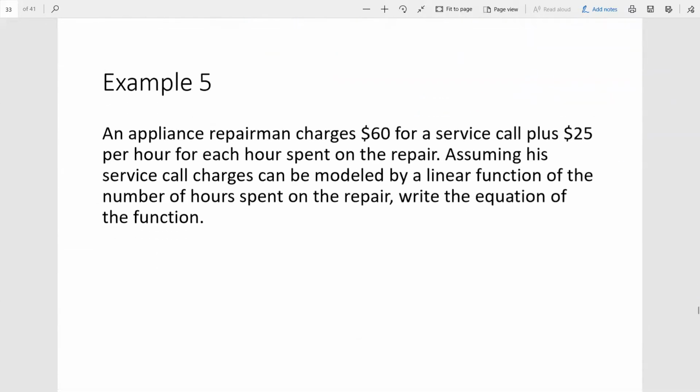Example 5. An appliance repairman charges $60 for a service call plus $25 per hour for each hour spent on the repair. Assuming the service call charges can be modeled by a linear function of the number of hours spent on the repair, write the equation of the function. So y is going to be equal to the cost, and let x equal the number of hours spent.